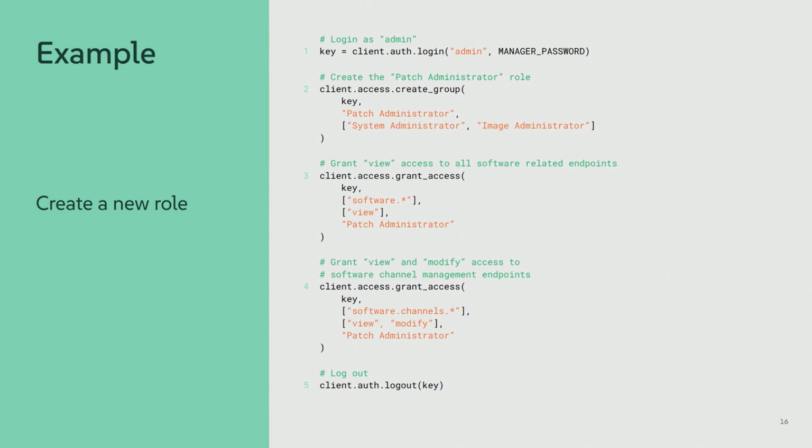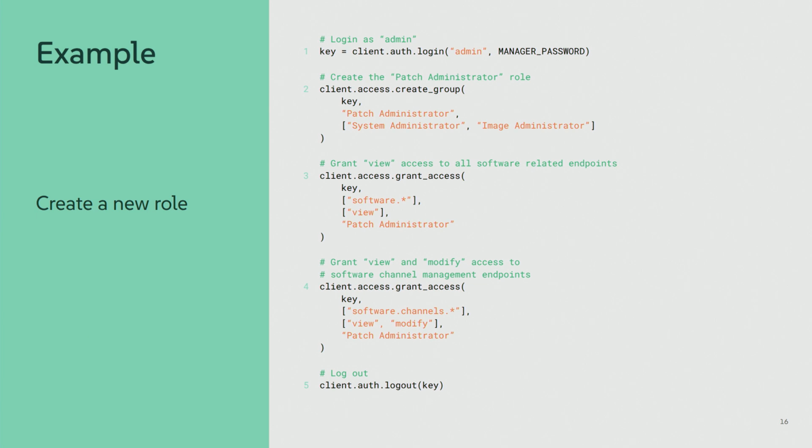And in the next step, I'm going to add a few more permissions to that. So as you can see in the third step, I'm calling access.grantAccess. The first argument is a list of namespaces that I want to grant access for. And if you notice here, there's a wildcard, software.asterisk. That means everything under software. So everything related to software management, I want to grant access to. And in the next argument, I provide view, as in view mode. So that will basically mean I want this user to be able to access every view operation regarding software management. And the last argument is the patch administrator, which was just created.